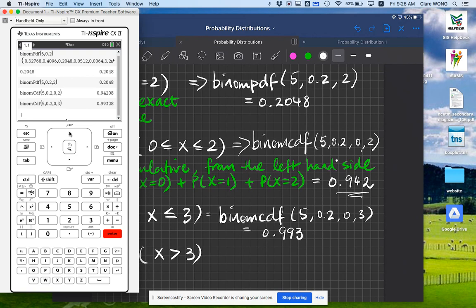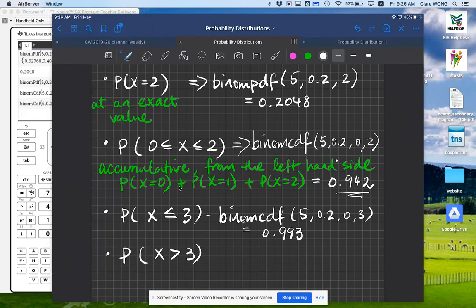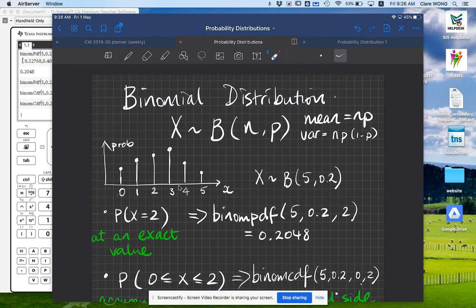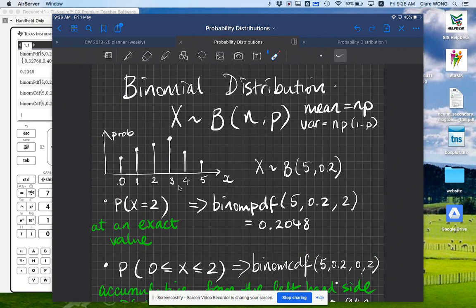The last one is the probability of x greater than 3. So if we go up here, greater than 3, meaning we can't include 3, we are only interested in x equals 4 and x equals 5.